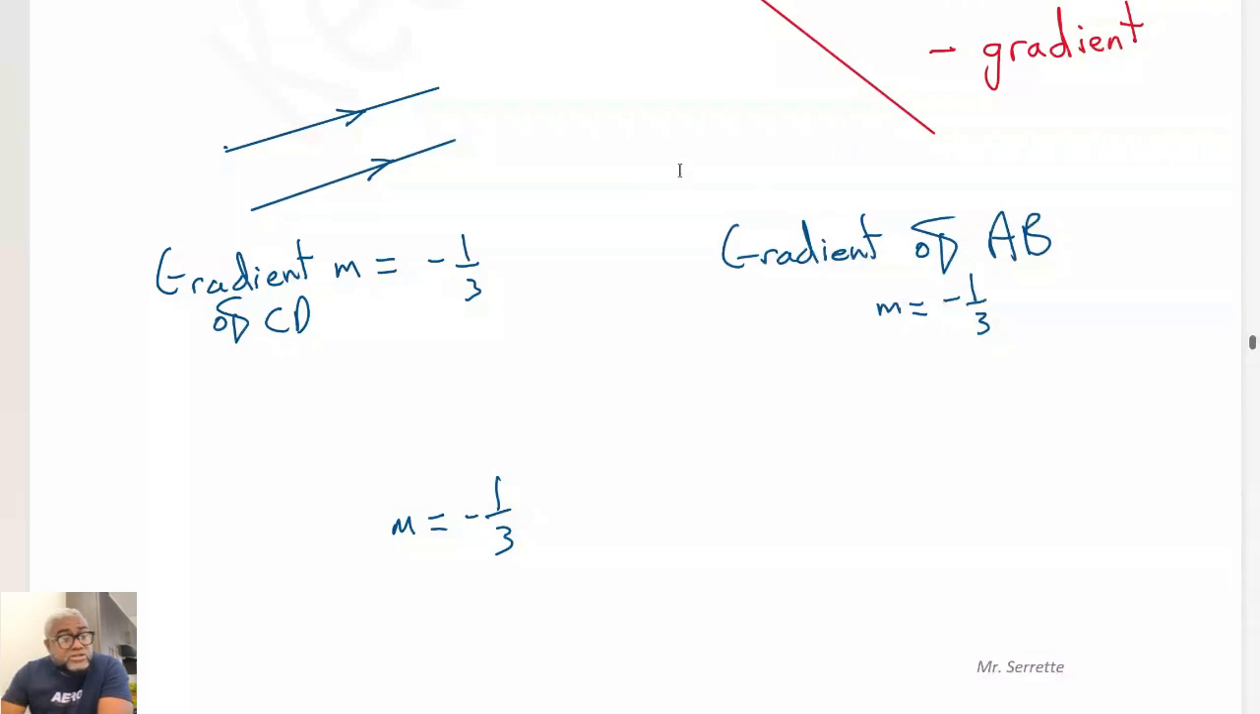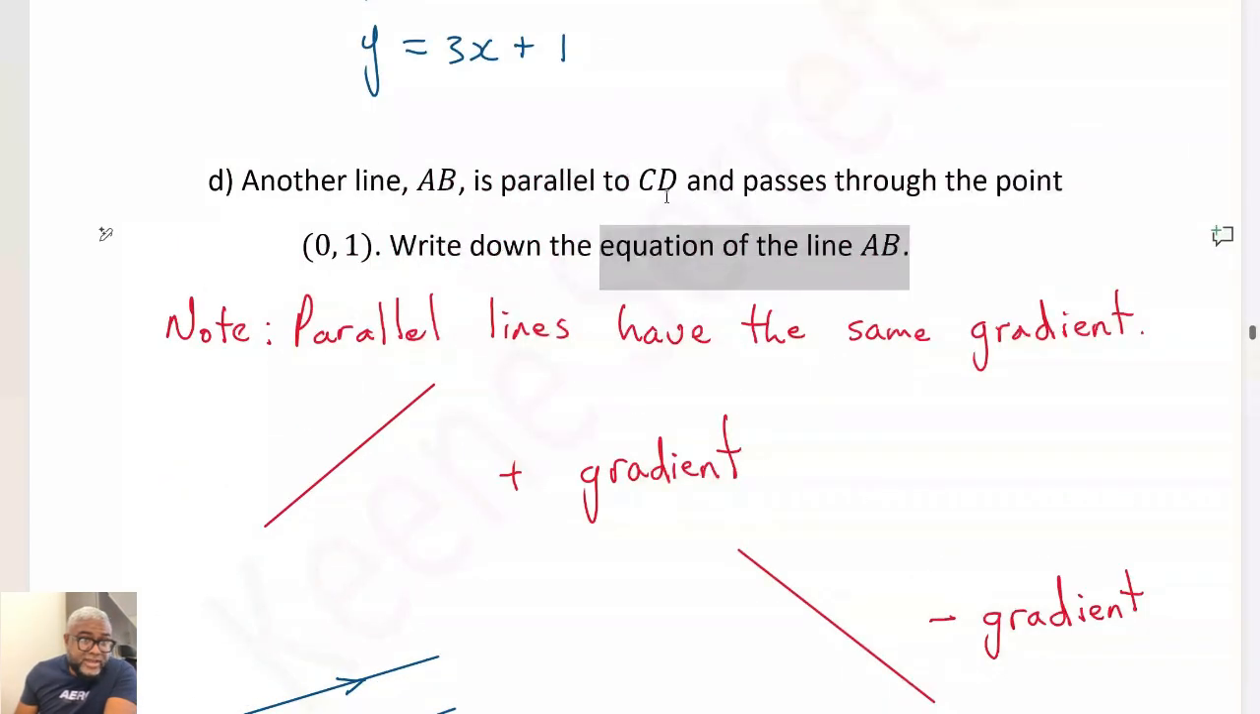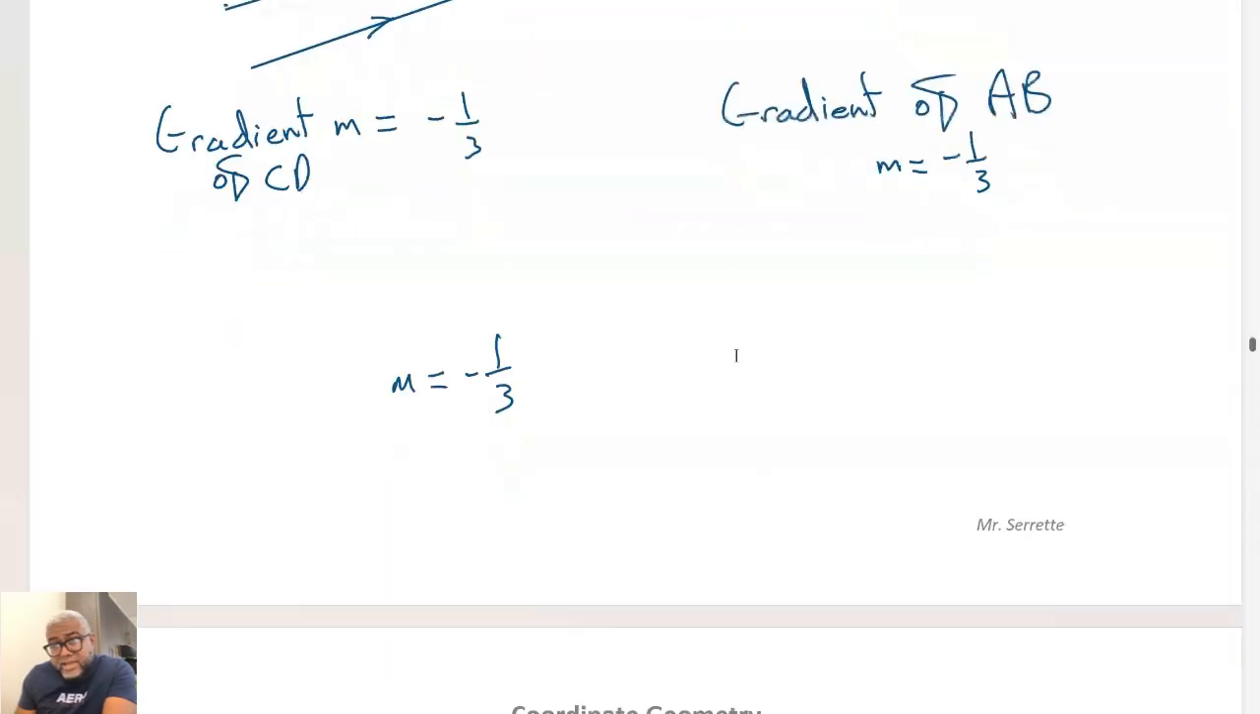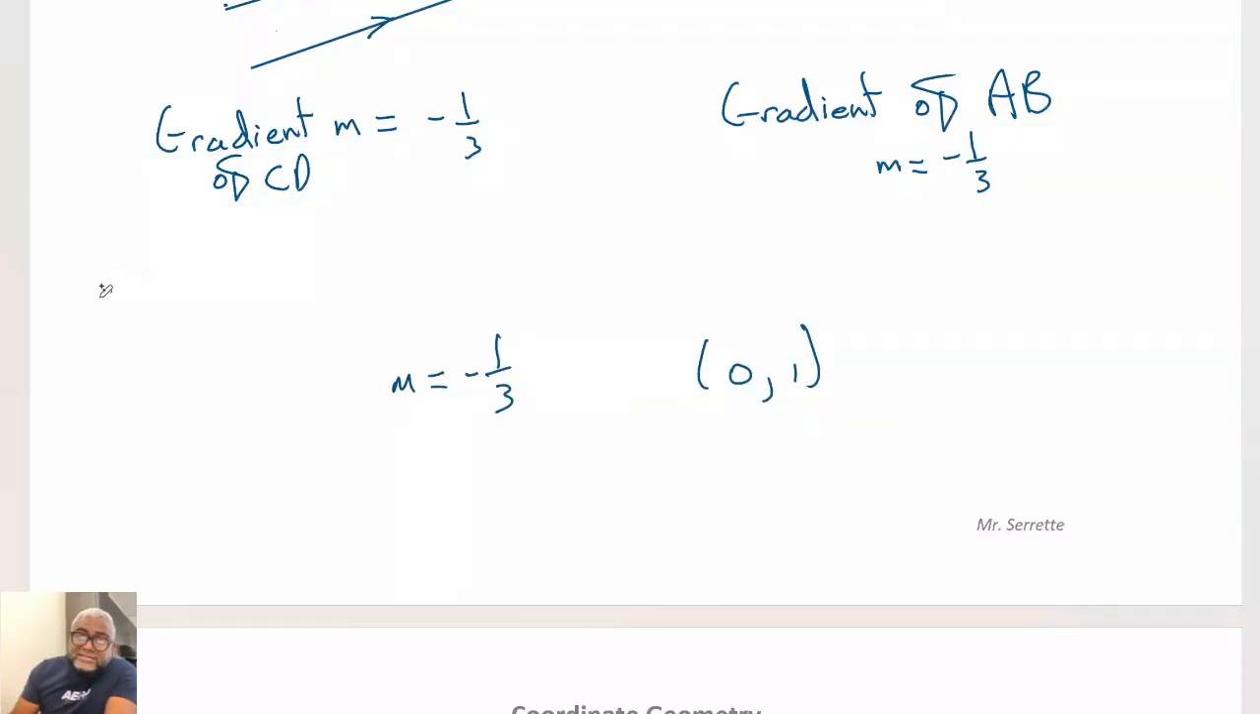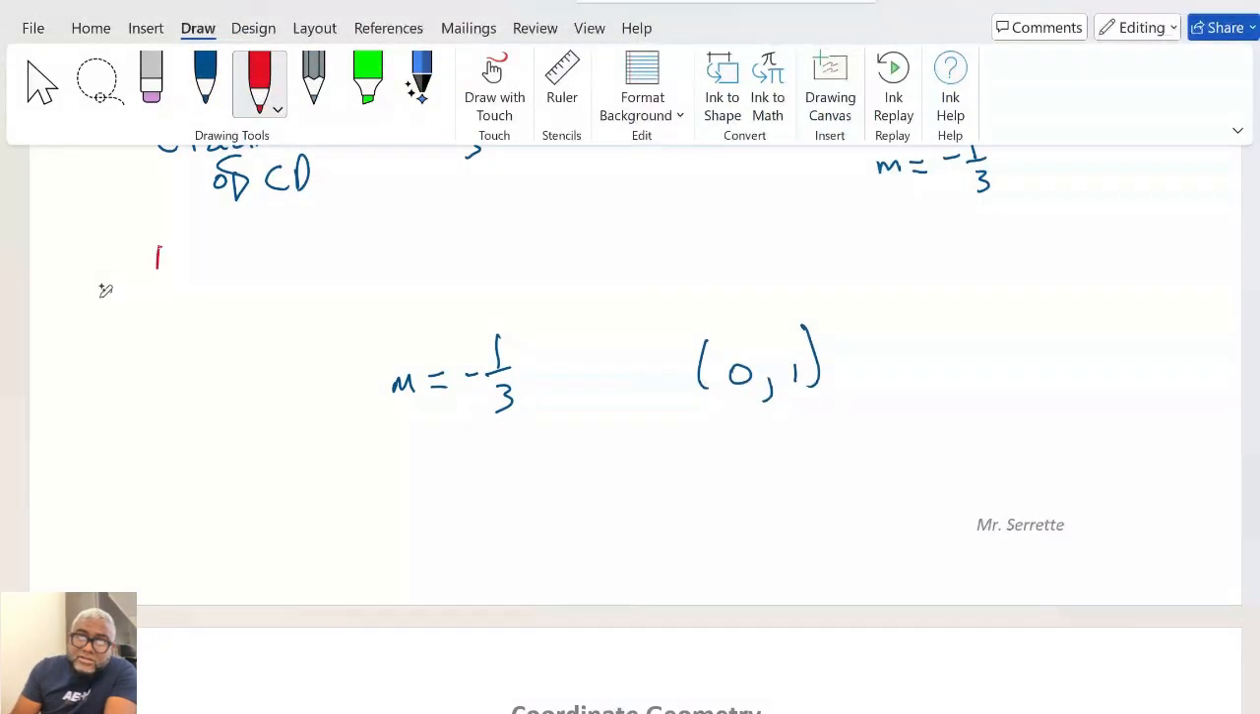Okay? So, I think they told you here, it passes through a point. So they said another line AB is parallel to CD and passes through, what are the coordinates of that point? 0, 1. Okay? So we have a coordinate on the line which will be 0, 1. Right? Let me write it up. You'll write it again, please. Note. Note.